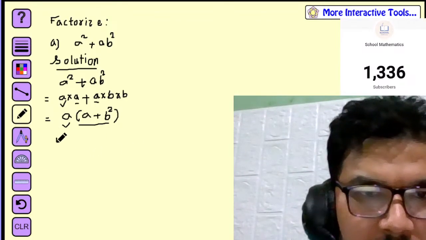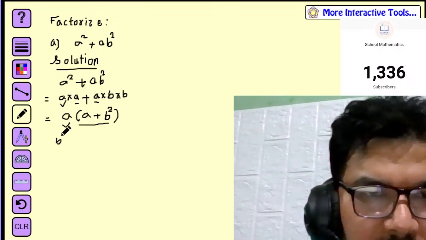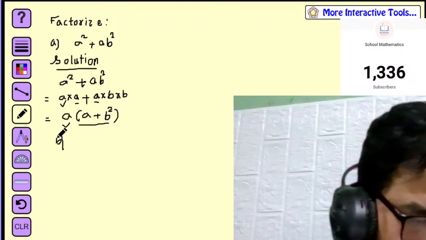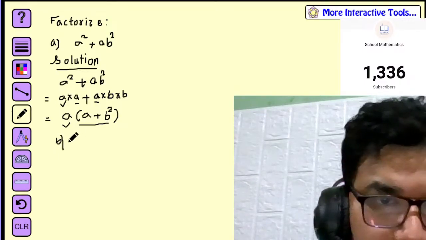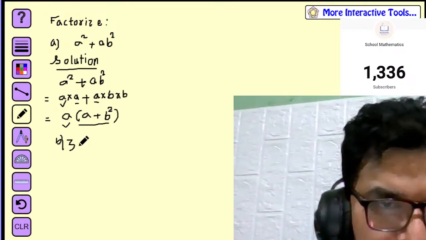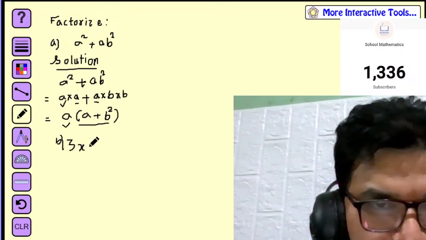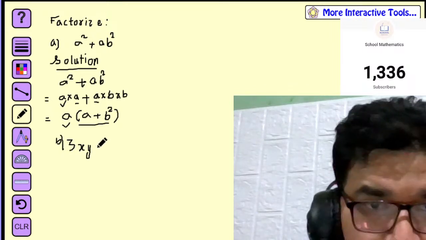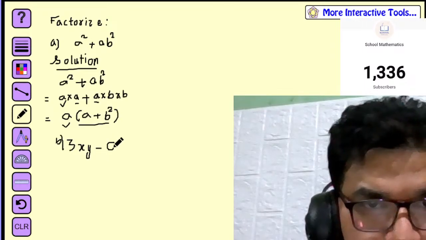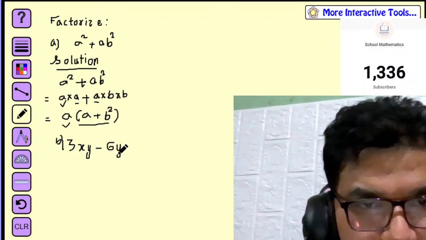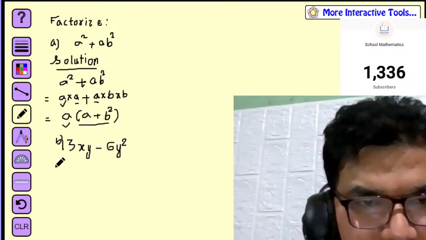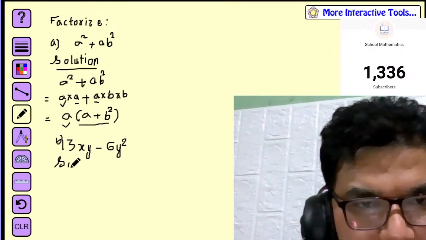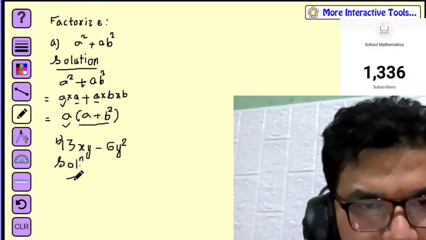Wait, I'm going to share it with you here. This is question B. Okay, suppose question B is given like this: 3xy, okay, this is 3xy, and the next term is minus 6y square. Okay, and as I told you before, write the solution here, and write the question again.